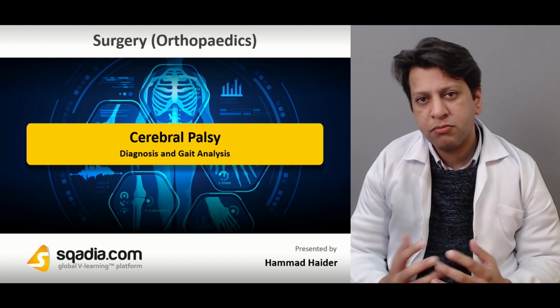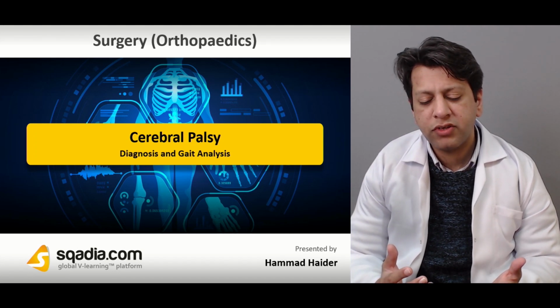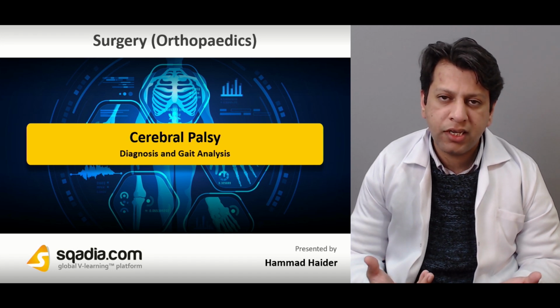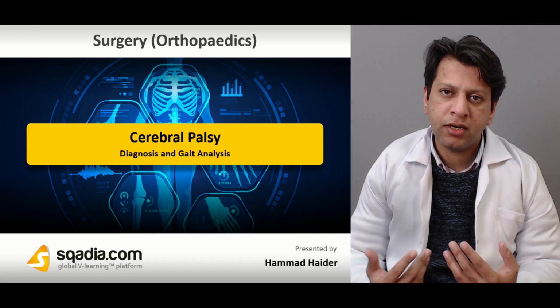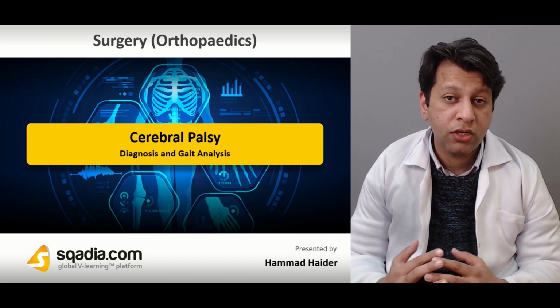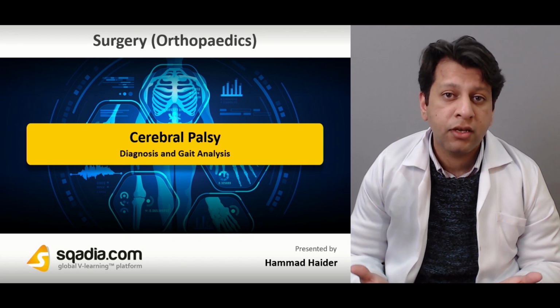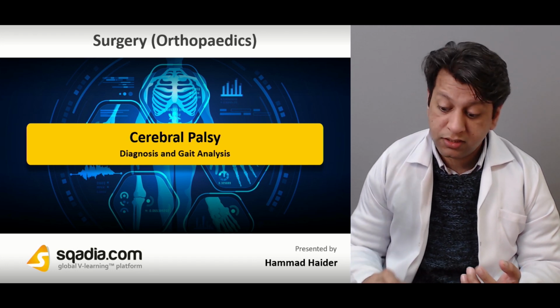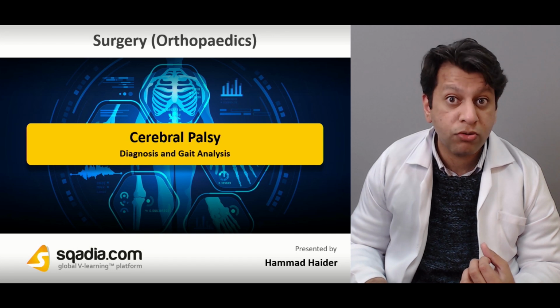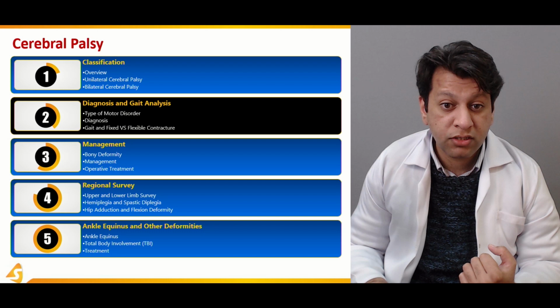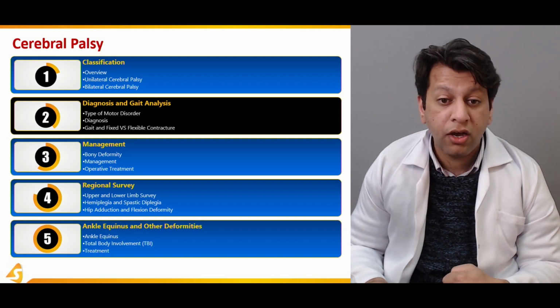Now, moving on to the next section, as we are dealing with cerebral palsy. If a child is brought by the parents who say he is unable to sit properly or there is a history of delayed milestones, then how do we assess whether this patient has cerebral palsy or not? In this section, we'll be going through how to diagnose cerebral palsy, what the different types of motor disorders are, how to make a diagnosis, and how to assess gait.